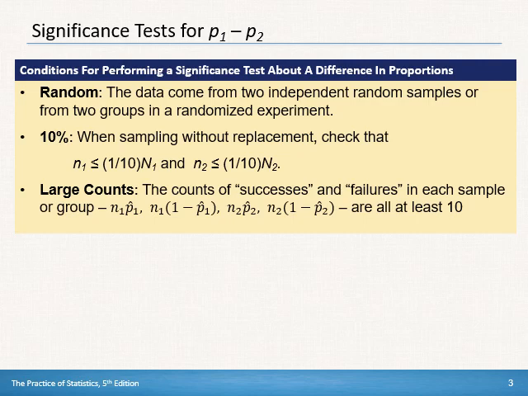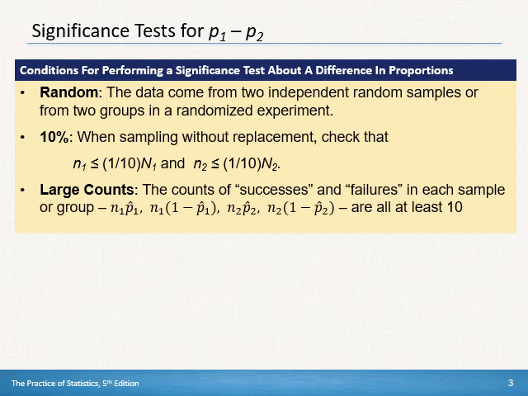The 10%: you have to check that each sample is less than 10% of its related population. And then large counts. In this case, we don't have a hypothesized p value individually. We know that the difference of the two p values will be 0, but we don't have a hypothesized p value for p1 or p2.